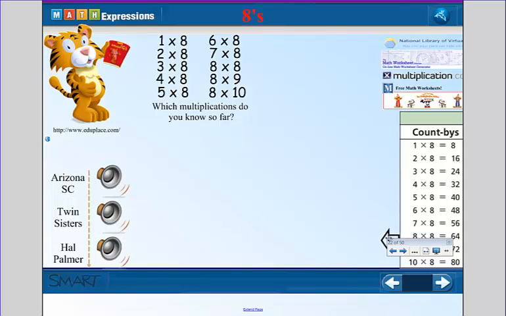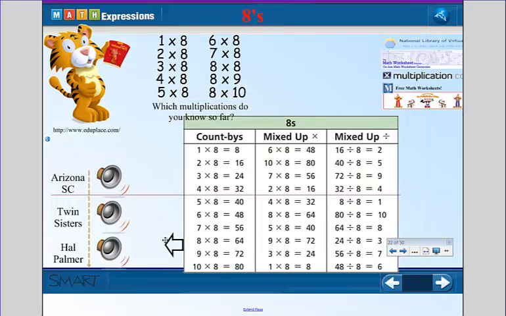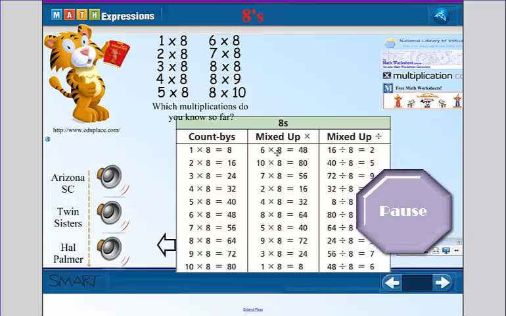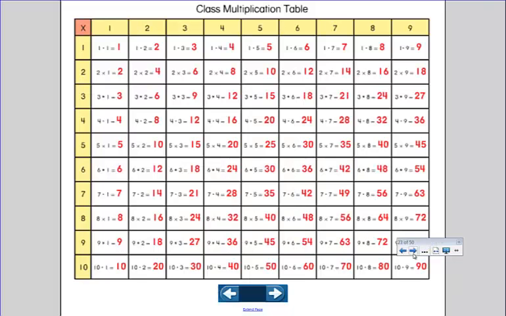I'm going to skip this, but I do want you to practice your count bys. A good way to get skip counting is to go on the website, and the Hal Palmer is also there. I should have this Twin Sisters up this weekend so that you can be able to hear those. I'm trying to do one a week. Be patient with me. But pause the video and do your count bys, do your mixed up times tables, and your mixed up divides. Okay, you can also use the multiplication table.